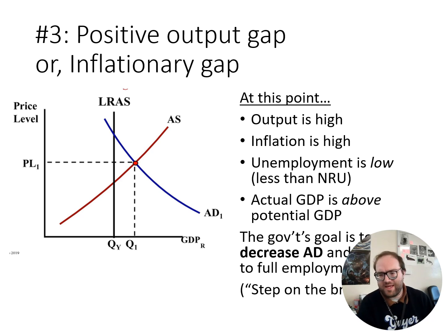This is where the economy has been in the past year or two, and that's one of the reasons why the government has increased interest rates so much, which is why it's kind of hard to buy a house right now. If we are in this situation, the government's goal is to decrease aggregate demand and try to get us back to full employment. So if in a negative output gap we're stepping on the gas, here the government is actually going to try to step on the brakes. They want to slow people down and get them to produce less stuff, so that way inflation doesn't keep running so high.